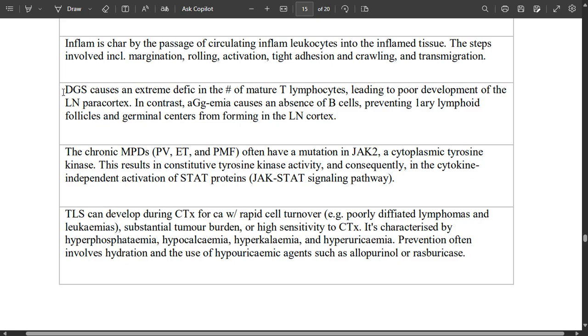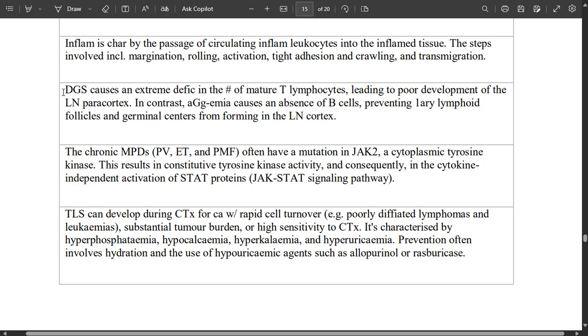What is DiGeorge syndrome? DiGeorge syndrome is a primary immunodeficiency disease. So it is a PIDD, meaning primary immunodeficiency disease. There is decreased T cell production and function due to lack of thymic maturation. So the thymus is poorly developed.